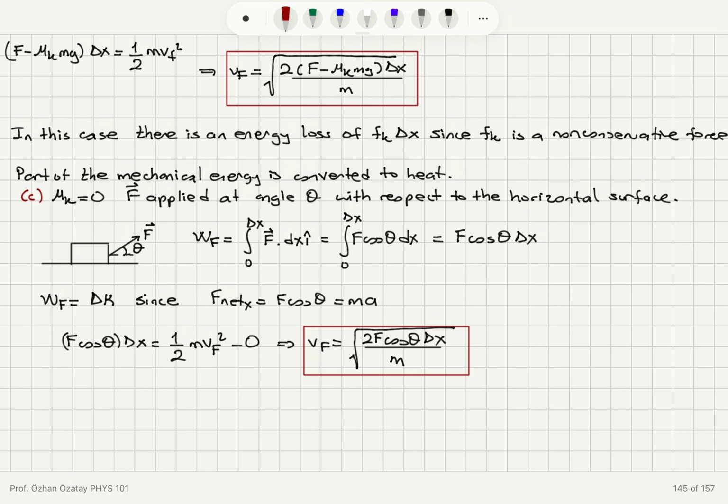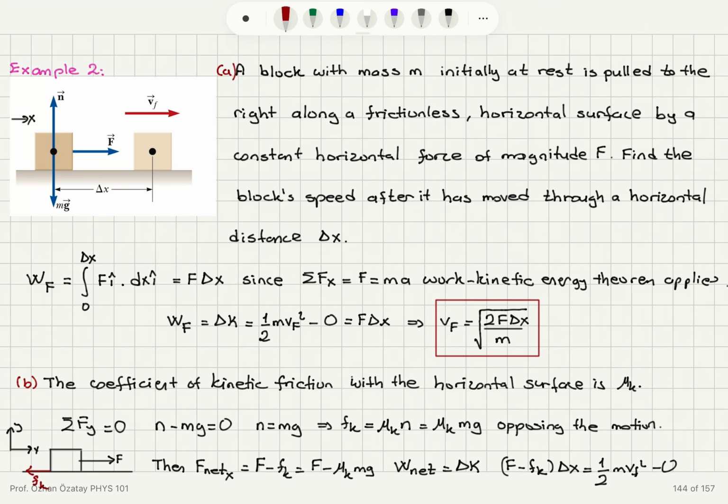Now we have seen three possible scenarios. We have a block that is being pulled to the right with a constant force F. So if this is the only force acting on the x-axis, there's no friction. The work done by this force, F times delta x, is equal to the change in kinetic energy of the system. Also, you see that there is no change in the y-axis position, so there is no change in potential energy of the system. So the change in kinetic energy is the work done by F, which gives us the final speed.